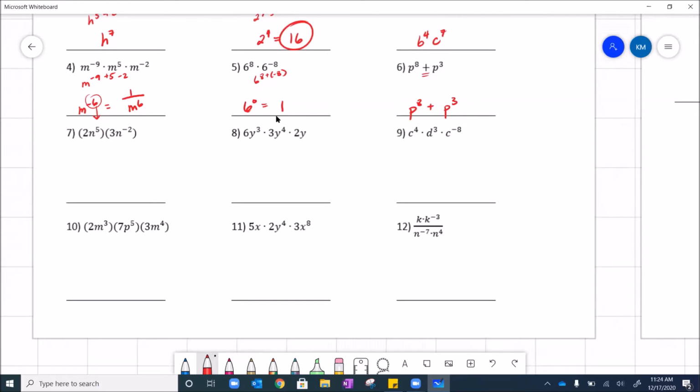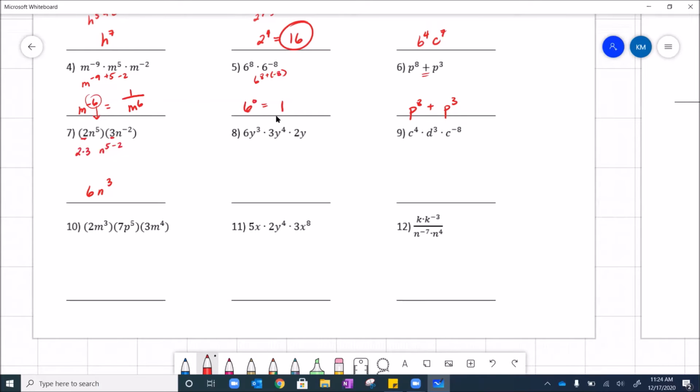All right, number 7 starts to get a little bit more complicated because now we add some coefficients, but I like to just reorder my problem and like we did with our multiplication in our first section, multiply what you can together. I know that 2 and 3 can multiply together. I know that n to the 5th and n to the negative 2nd can multiply together. 2 times 3, 6. n to the third. That's how we should come out with this answer.